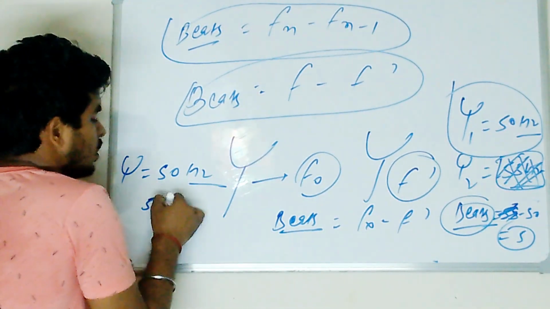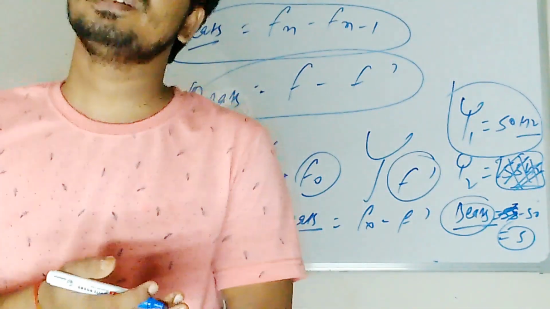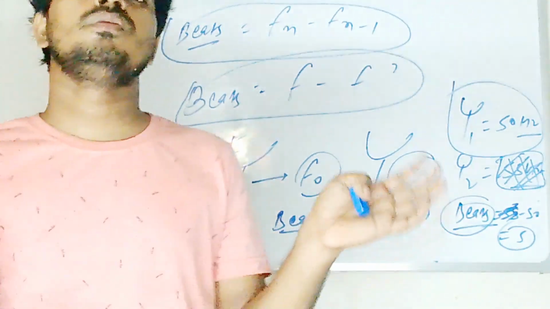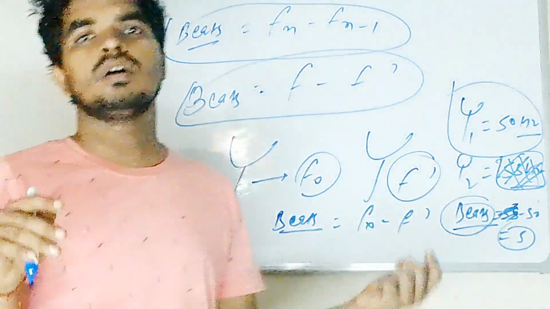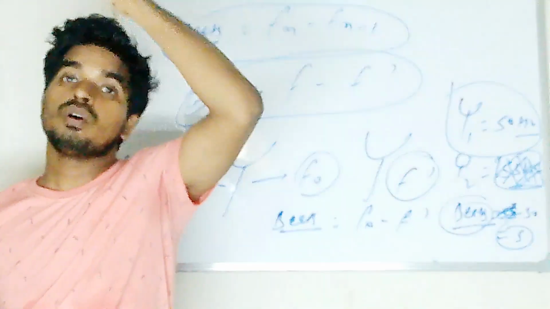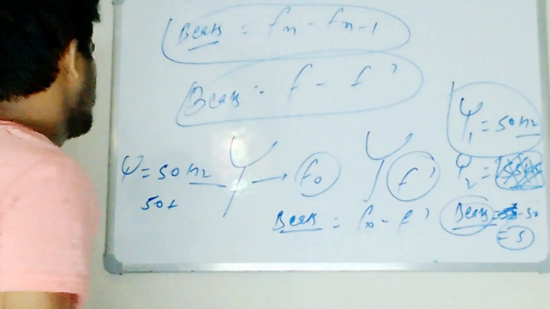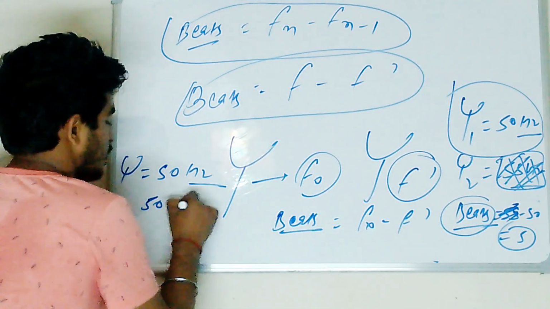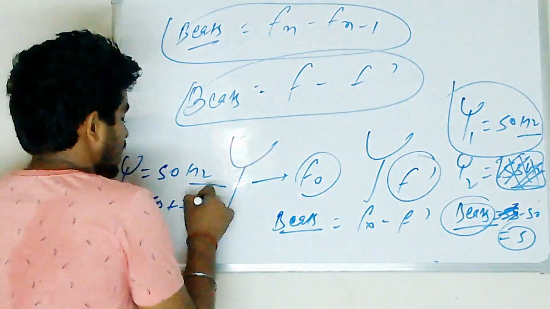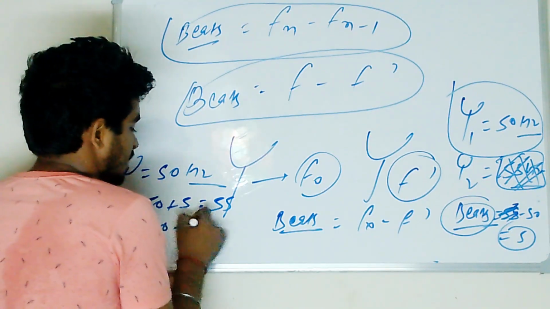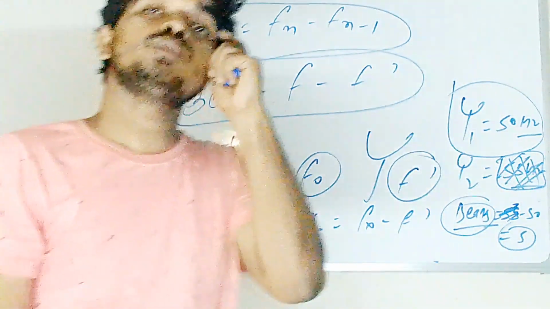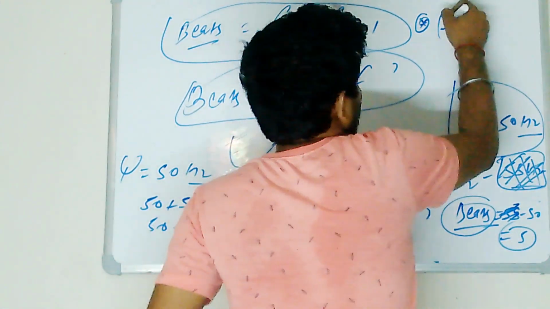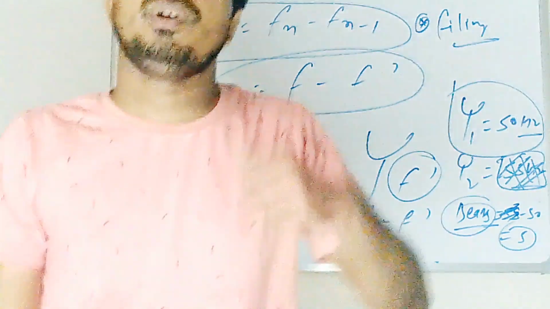Either the frequency will be 50 plus 5, yes or no, then only you will get 5 beats. If we are getting 5 beats, it means there is a difference of 5, so thinking mathematically, the other frequency is either 55 hertz or 45 hertz. Only two possibilities. We have no other clues, so we take both possibilities. Now how do we eliminate one of them? We do filing, which means we are removing the mass of the tuning fork.